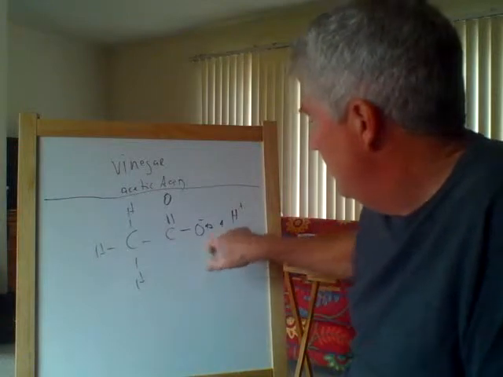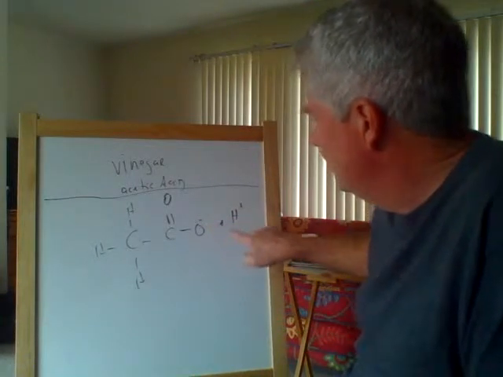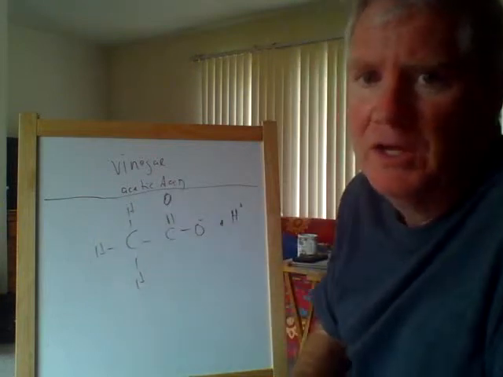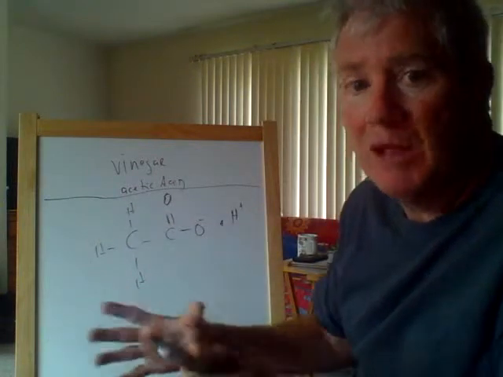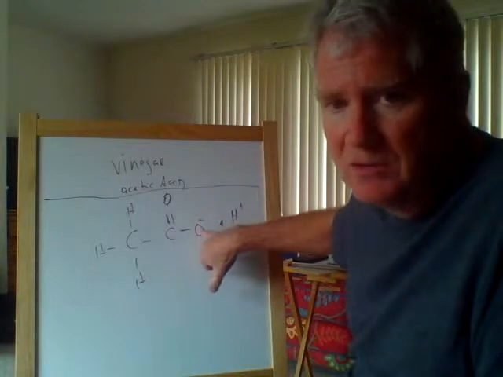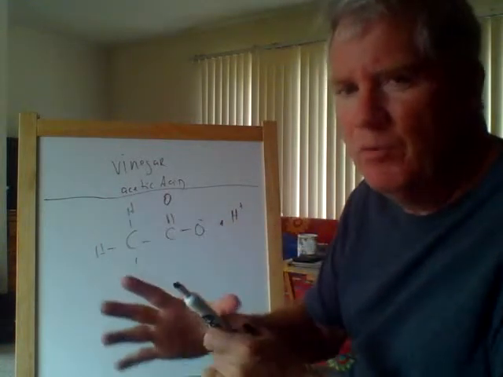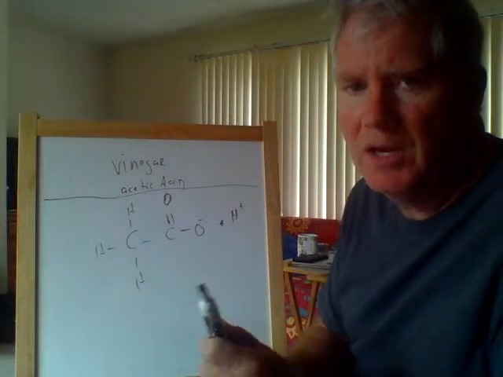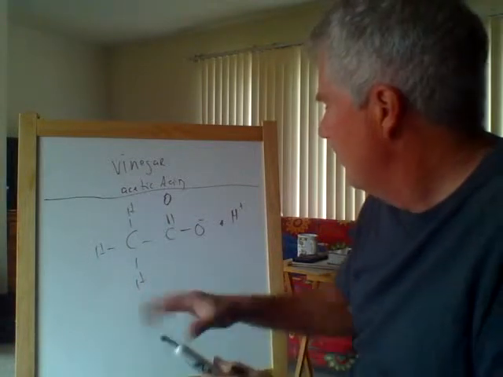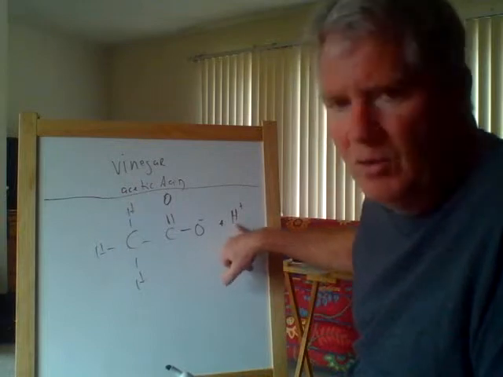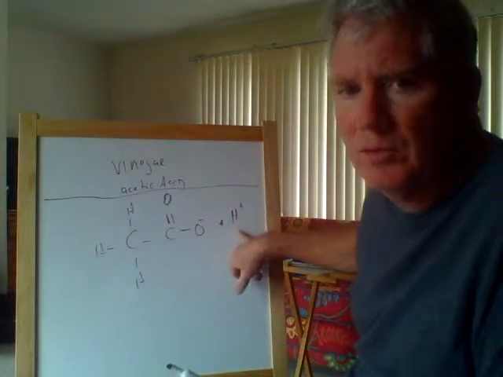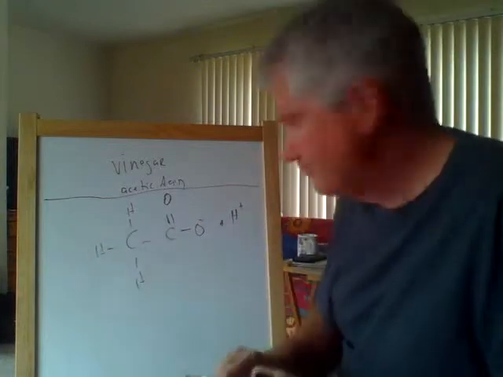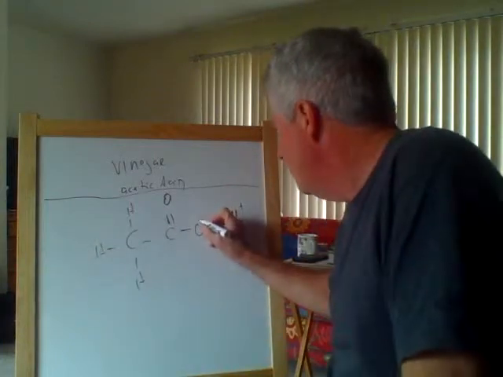But this is a partial dissociation at this point, meaning most of your vinegar is going to be made up of acetic acid molecules, meaning the H is still attached to the O. But some of them will dissociate in the same way that I showed with ammonia. Some of them will dissociate to form a little bit of acid, and that's why this is called a weak acid.